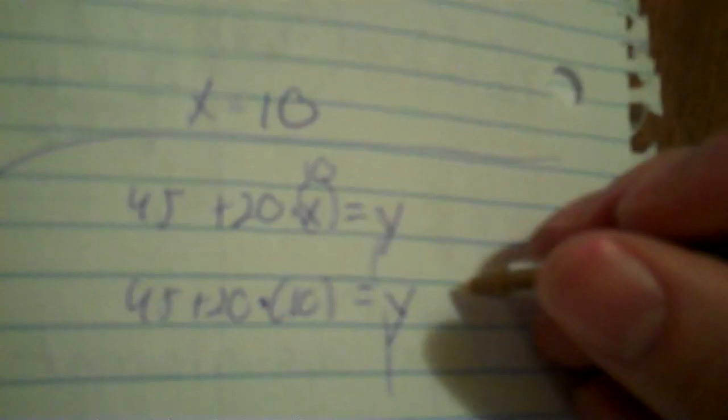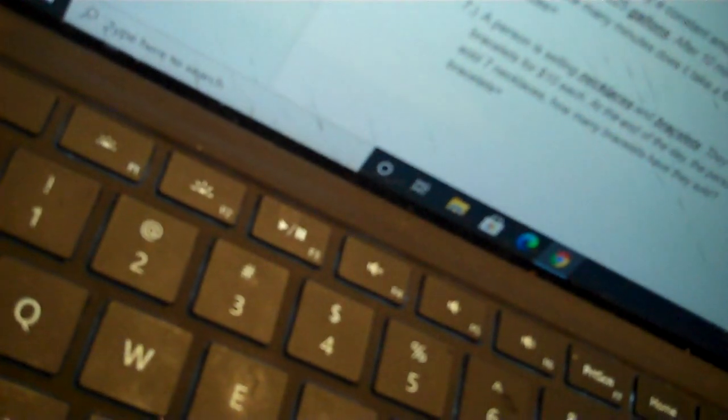Now the Y is by itself, okay? He's saying solve me, okay? You just times to get 200, then add 45, that's 245. And that's your answer, okay? 10 months, $245. Okay. Sorry, I screwed that up. You're finding cost. Okay, $245. Okay, on to number 15.